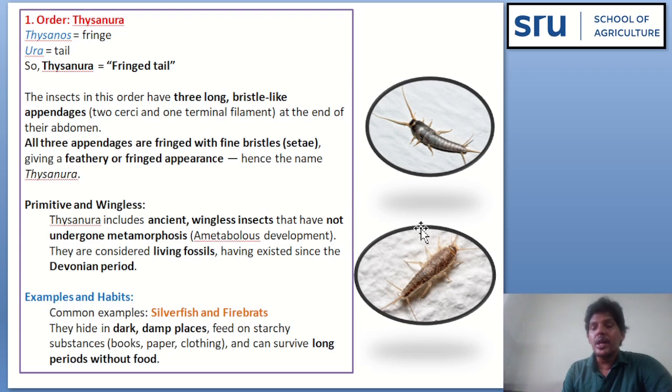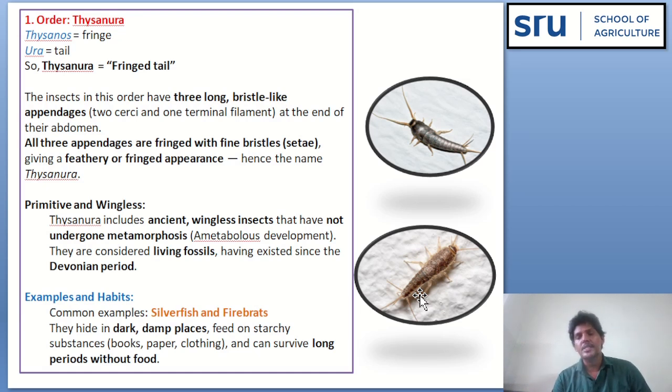These are primitive and wingless insects. They have not undergone metamorphosis. They are considered as living fossils because they have existed since the Devonian period. So common examples for the Thysanura are the silverfish and firebrat. They hide in dark, damp places, feed on starchy substances such as books, papers, cloths, and can survive long periods without food.